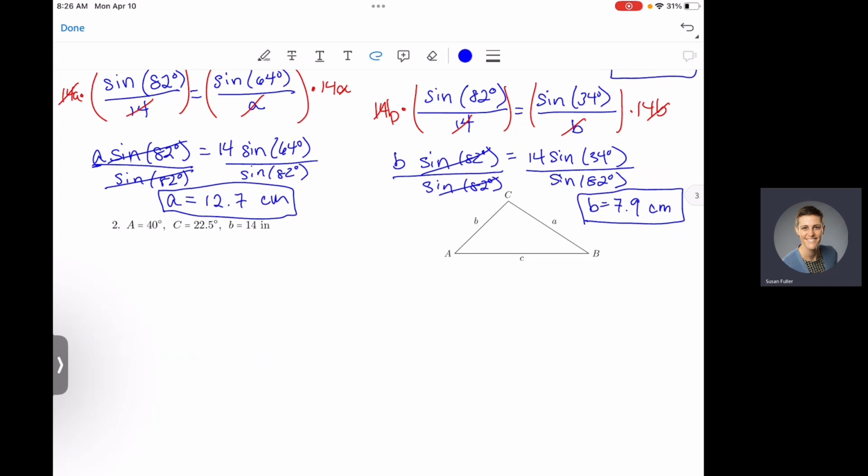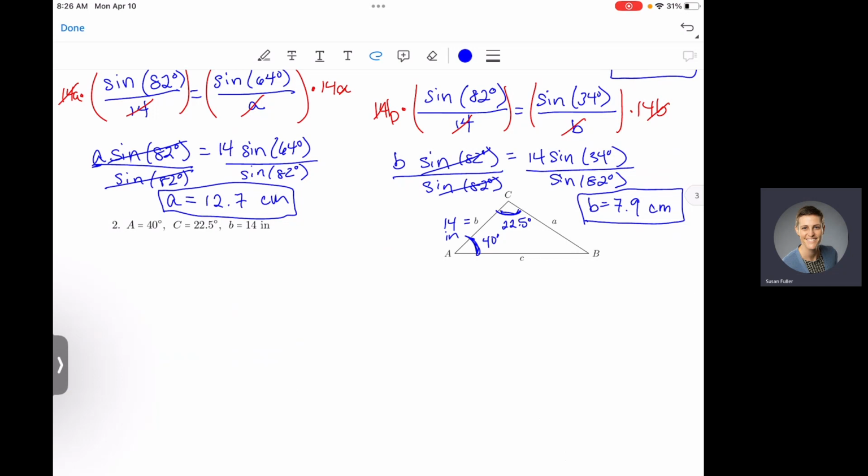I'm just going to start this one off for you, and then I'm going to let you finish it on your own, because I really want to make sure that we get to the ambiguous case today. So we'll just make sure that this is a law of sines situation and figure out exactly how to start, and then I'll leave you to it. So the angle A here is 40 degrees. Angle C here is 22.5 degrees. And side B is 14 inches. This is our given information.